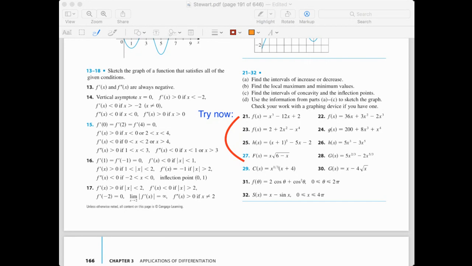Okay, Noella has a question. Do you want us to focus on part C since it has to do with concavity, or all parts of the question? Yeah, let's do all the parts, A, B, C, D. So basically, our end goal is to use the information from A, B, C to be able to graph the function.